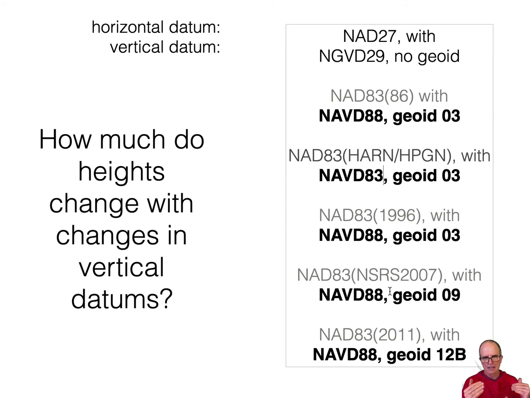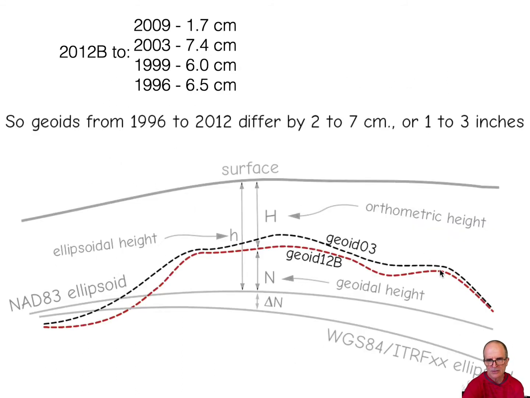So the offset varies some. You should always use an offset for your study area, but you don't always have to calculate this difference for every point in your study area for heights. So basically we have these different geoids, different undulations. So we'll have different geoidal heights. How much do they change? Well, from the latest one, this 2012b, to the 2009 one, it's only 1.7 centimeters, less than an inch.